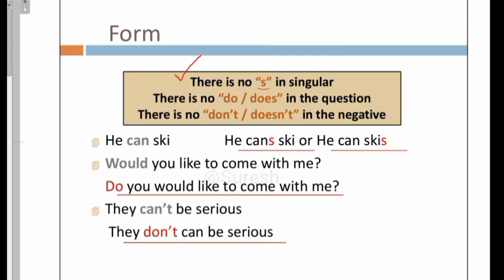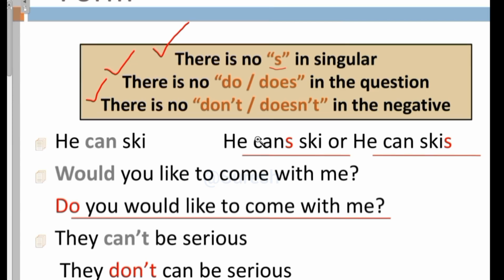Now let us come to the form. What form do we use when we write sentences using modal verbs or when we speak? Okay, see, there is no S in the singular, first rule. There is no do or does in the question, and there is no don't or doesn't in the negative. Since do and does will not be there, don't and doesn't also will not be there.